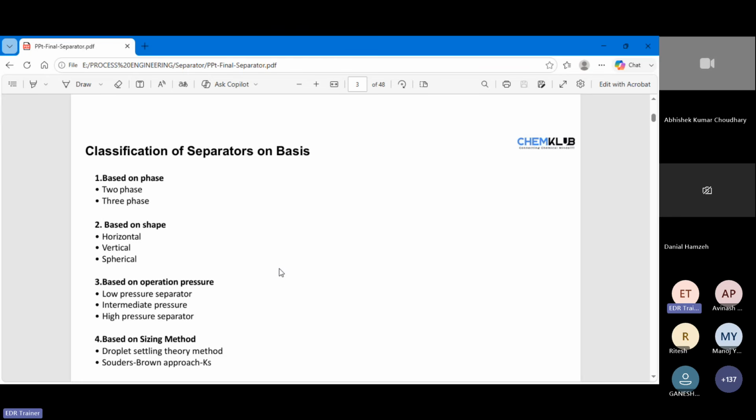Third is based on operating pressure, the types of pressure and where to use them, because pressure also defines the vessel requirements and other internal sizes. So there are low pressure, intermediate pressure and high pressure separators, each with its own range.